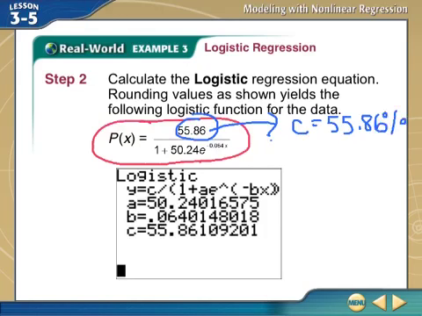Our A value was 50.24, and our B value was 0.064. In the equation, you have to put a negative in front of that B value. They're showing you that right here in the equation. They outline what the general equation for a logistic function is, and they're saying take the opposite of B and then multiply by X. Since our B value is positive down here, they put the negative sign in front of it to take the opposite value.